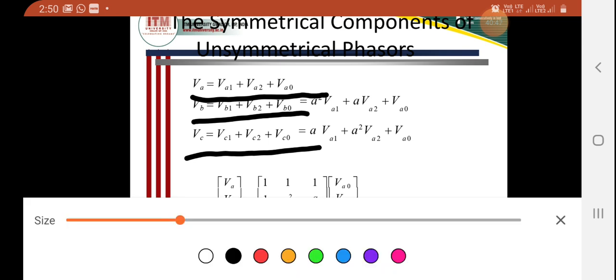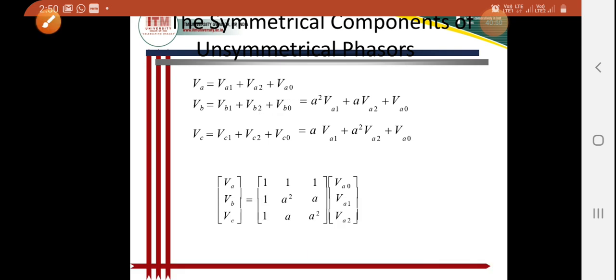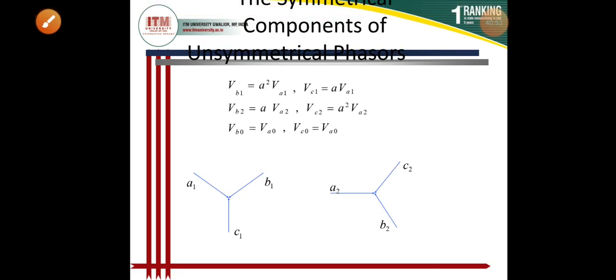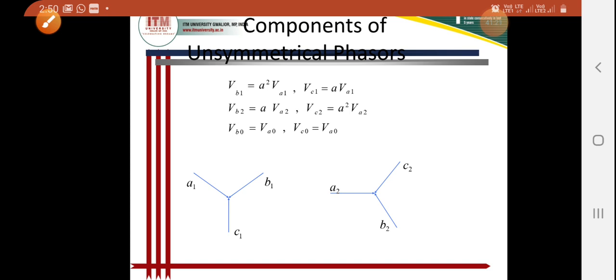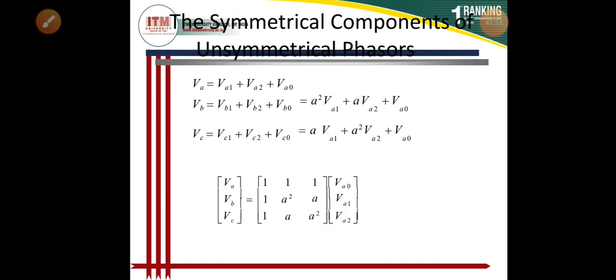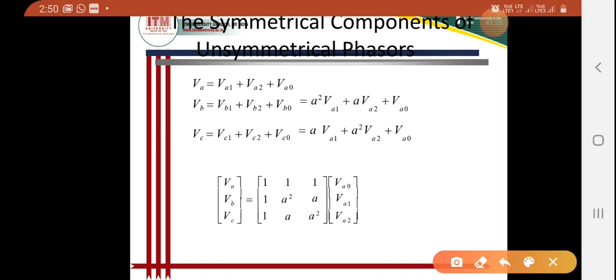Now, as per our previous discussion, we are able to write VB1 as A square VA1, VC1 as A VA1, VB2 as A VA2, VC2 as A square VA2, VB0 equal to VA0, and also VC0 as VA0, by using the help of operators. So I can write here VB.